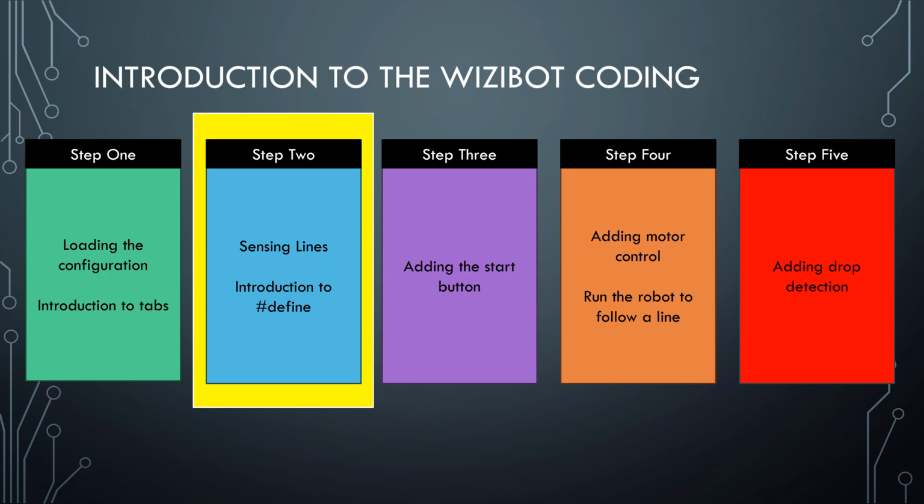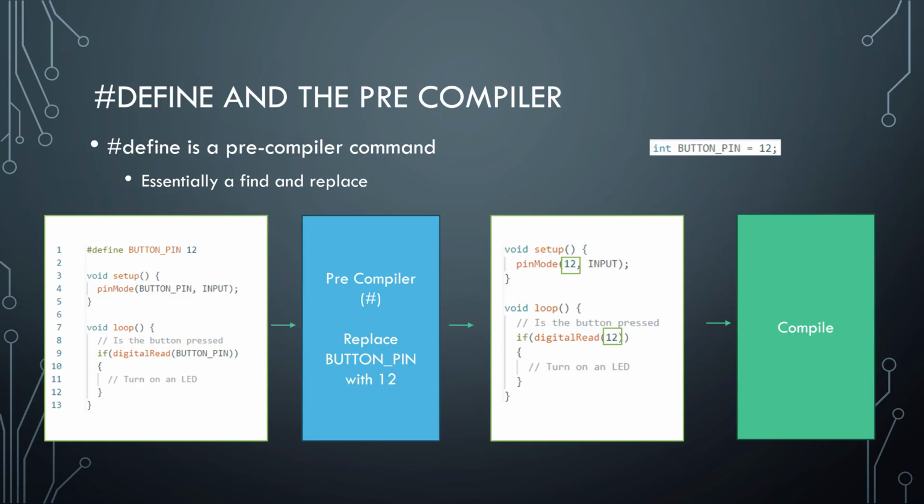In this step, we're going to be adding in the ability to actually sense the lines underneath the line sensor. I'm also going to introduce the hash define command. So the first thing I want to introduce is this hash define command. This is an alternative way to declare our pin numbers for our Arduino.